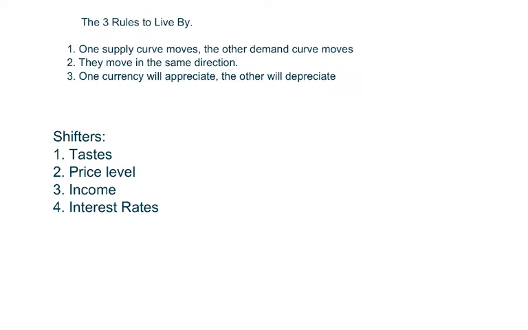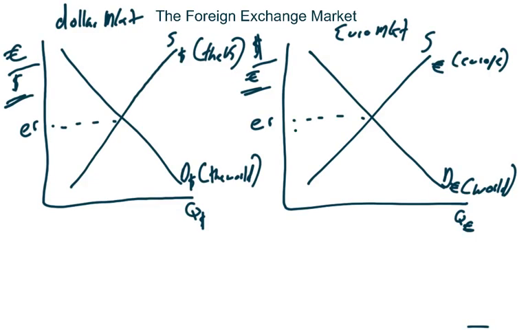And last but not least, one currency will appreciate, the other will depreciate. What does that mean? Well, if the value of the dollar goes up, we can say that there is appreciation of the dollar. If the value of the dollar goes down, we can call that depreciation of the dollar. Same thing with the euro. So one of these will have to appreciate and the other will have to depreciate.